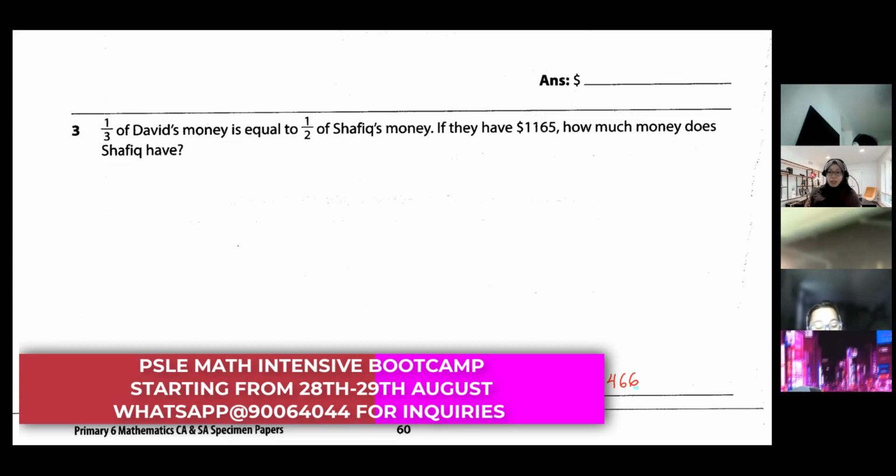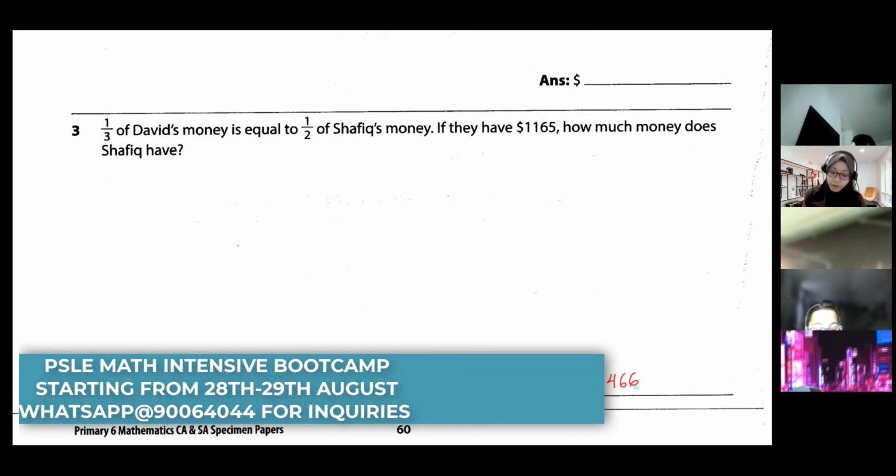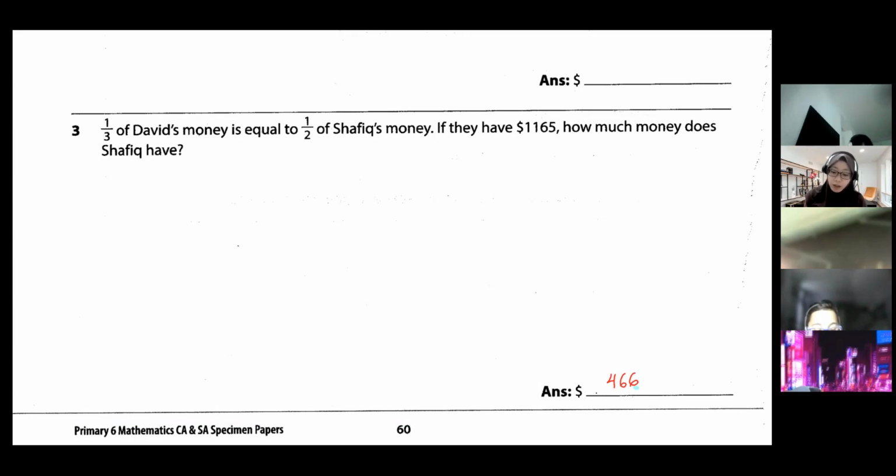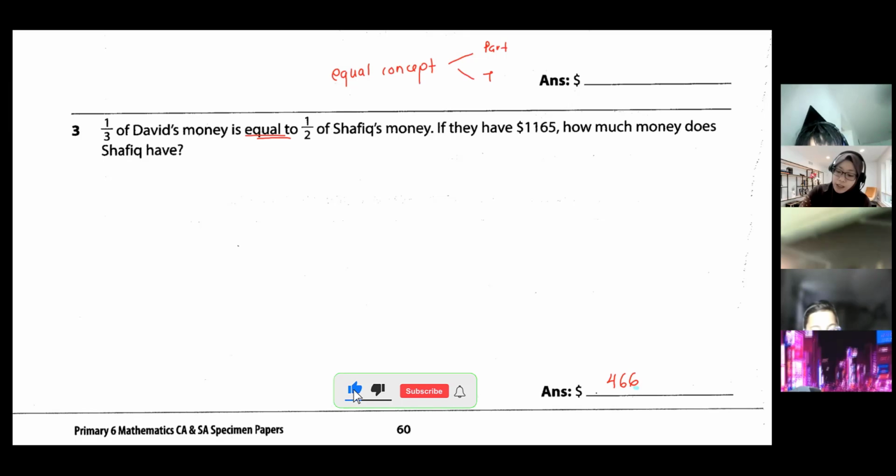Right, this question, there is a concept that you can apply by focusing on that one special phrase. And that special phrase is "equal to". Whenever you see this phrase "equal to", straight away think of the equal concept. If you have the equal concept, you're going to identify where is the part and where is the total, and you need to focus that the part must be the same. This is your thought process in your brain.